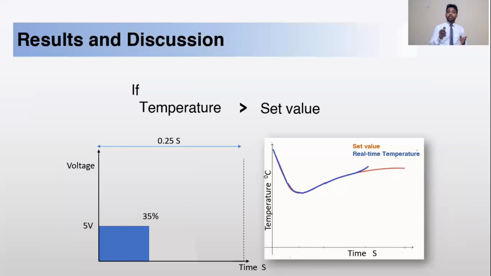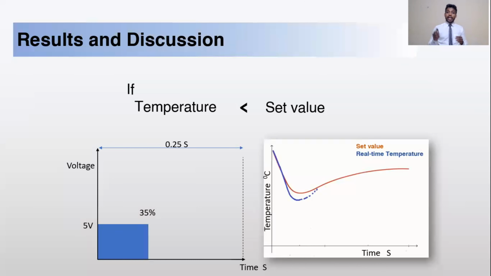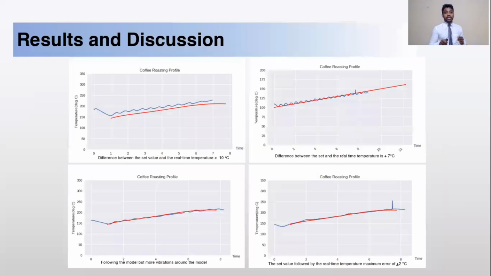If the temperature is higher than the set value, then the duty cycle should be reduced from the current duty cycle, and in this example it comes to 22. If the temperature is lower than the set value, the duty cycle value should be increased from the current duty cycle value, so in this example, 35 to 65. And these are the results that I have taken from the calibration of the machine.